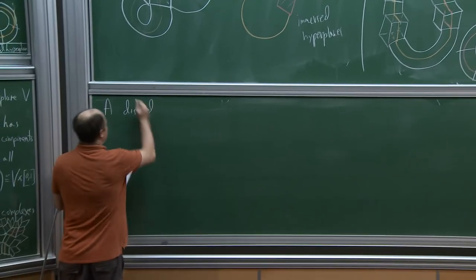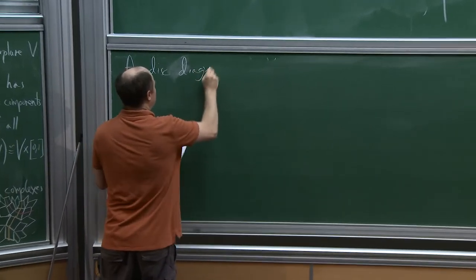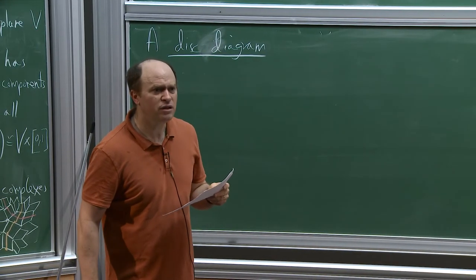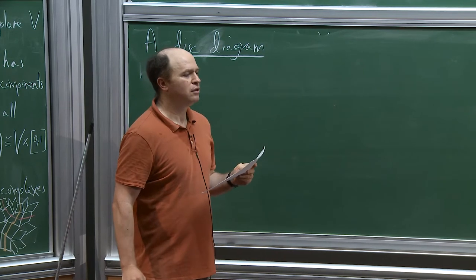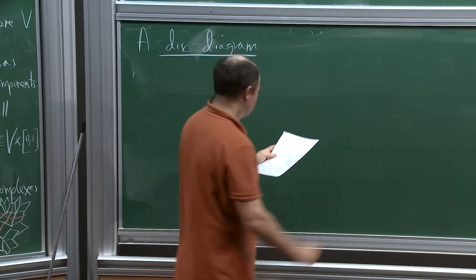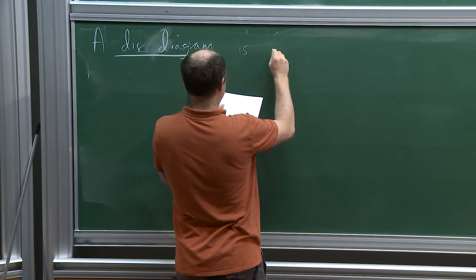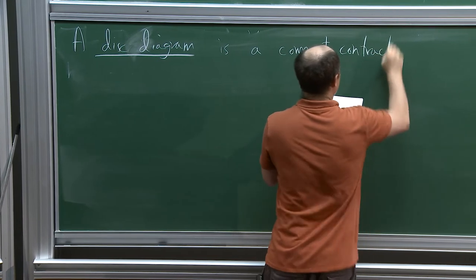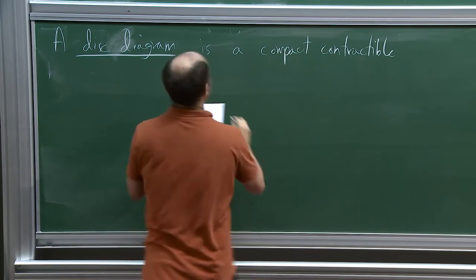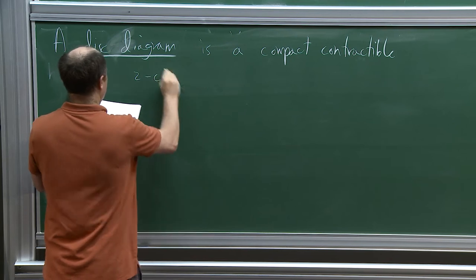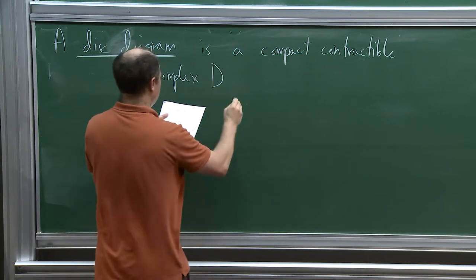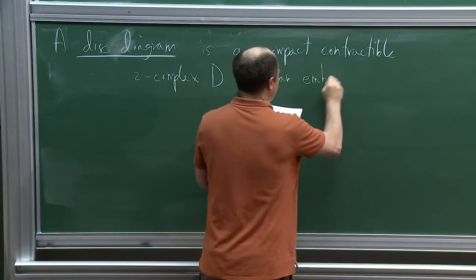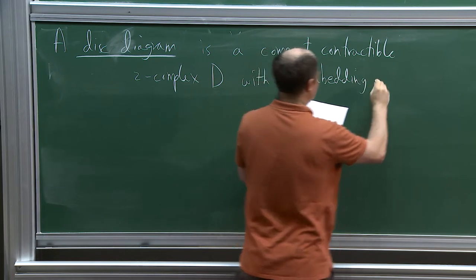A disk diagram. Were disk diagrams defined in this conference? So a disk diagram is a compact, contractible, two complex, let's call it D, with a planar embedding. But you know what? Let's put it in the two sphere.